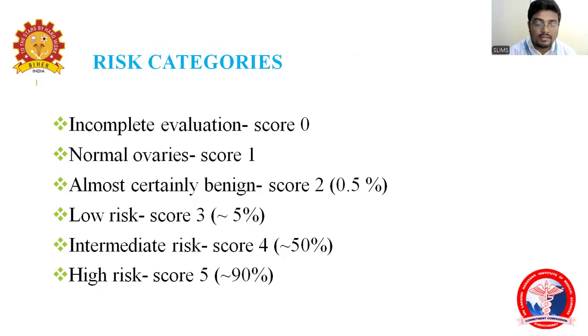And low risk category lesions with less than 5% risk of malignancy, a score of 3 is given. And intermediate risk, where the risk of malignancy is around 50%, a score of 4 will be given. And high risk, in which case there is 90 or more than 90% risk of malignancy, a score of 5 is given.